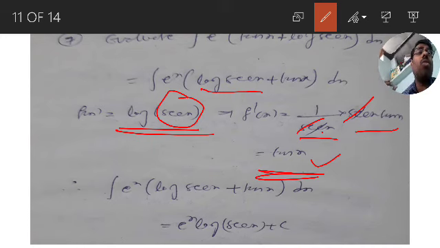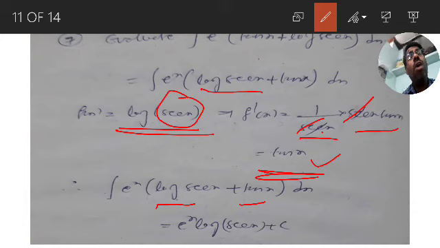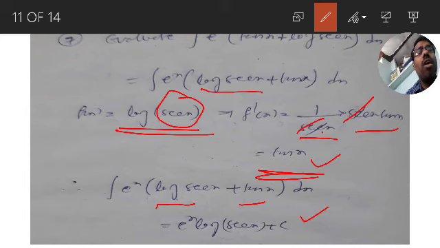If f of x is equal to log of sec x, then its derivative is tan x. So integration of e power of x into (log of sec x plus tan x) dx is of the form e power of x into (f of x plus f dash x). So the integration is e power of x into f of x, that is e power of x into log of sec x plus c. Are you able to get it?